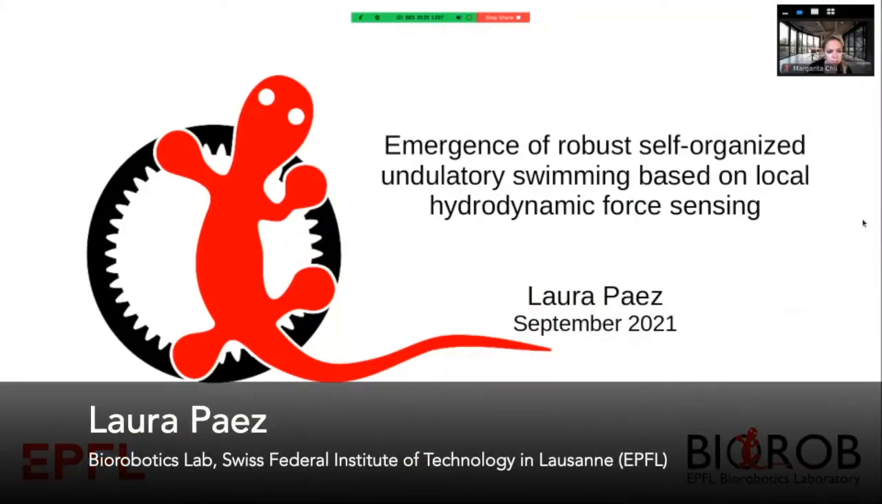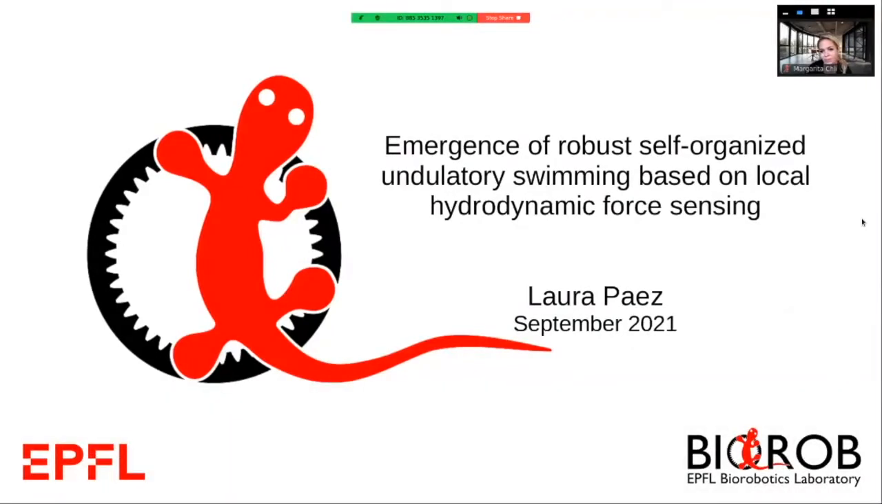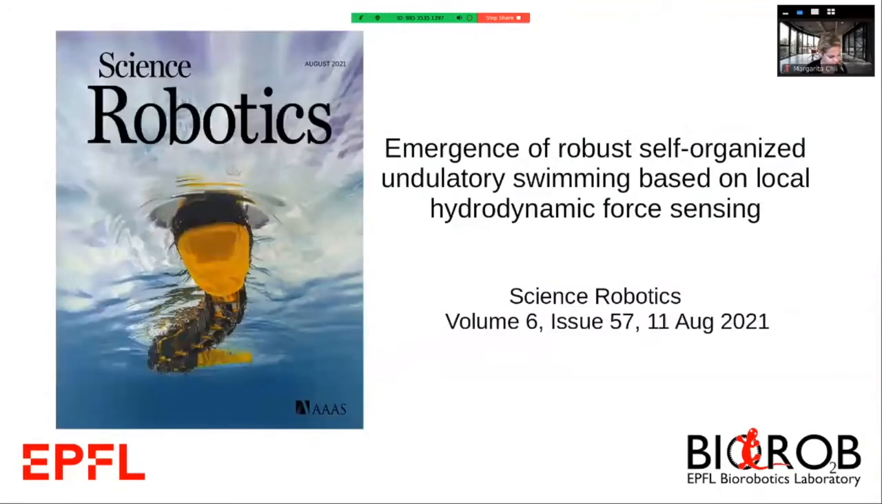So my topic in this case is going to be swimming. So we're going to switch a little bit of environment. And what I'm going to talk about today is a paper that we recently published in Science Robotics.